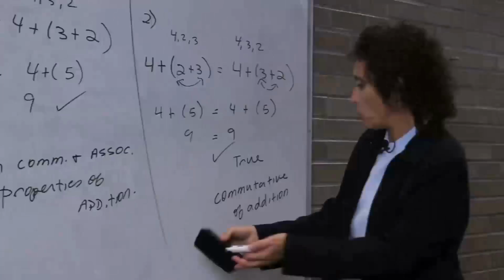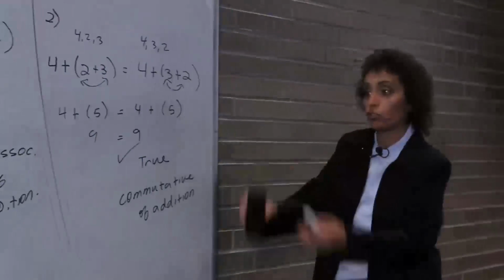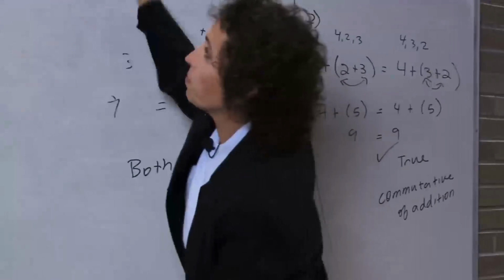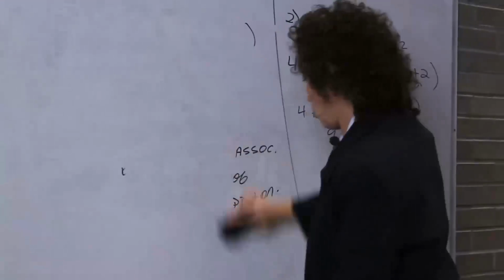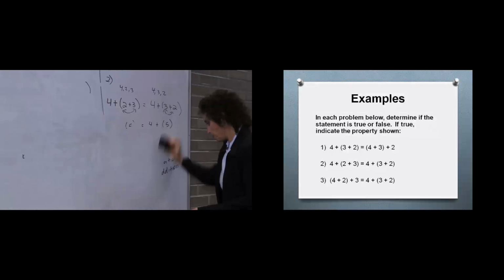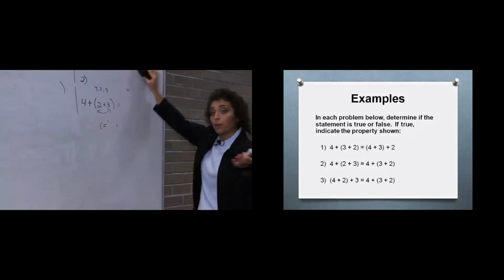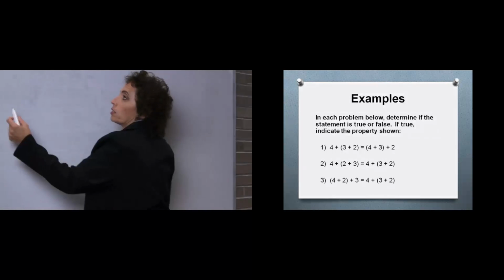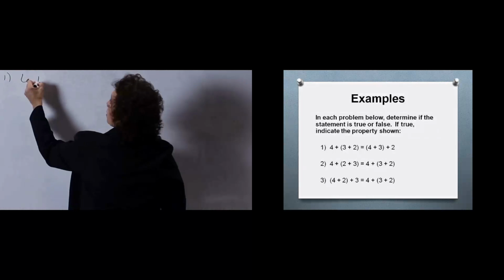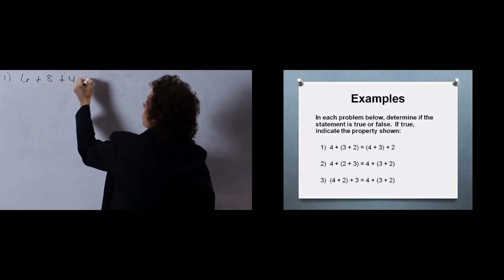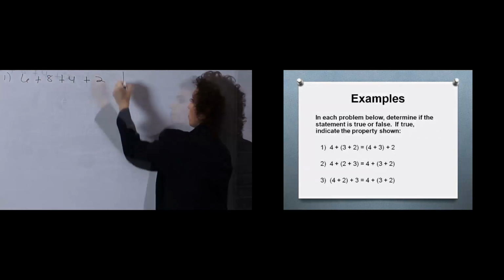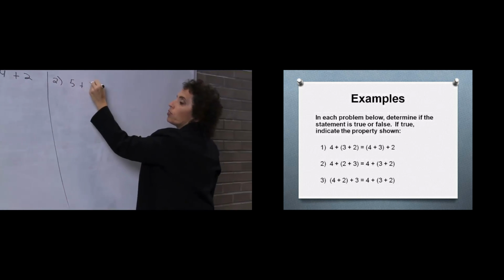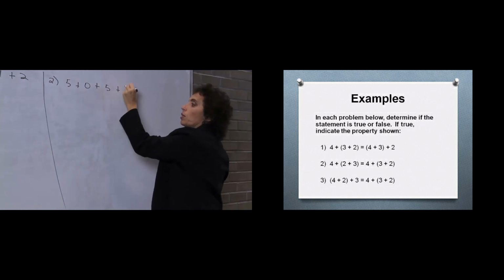Why do we care about this? Why do we care that the commutative property holds or the associative property holds? Well, let's take a look at this next question. And it just says, find the sum. Okay, find the sum again. That means we're adding. So we got 6 plus 8 plus 4 plus 2 is the first one. And for the second one, 5 plus 0 plus 5 plus 15.